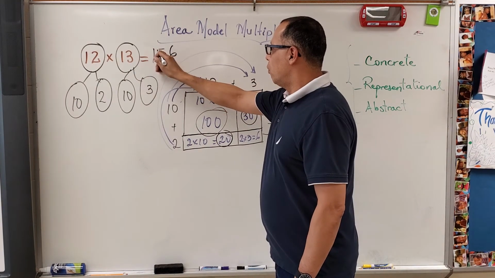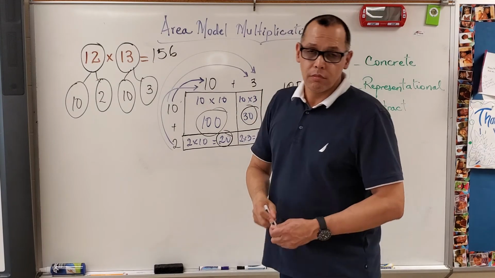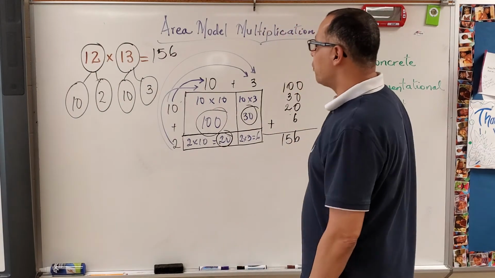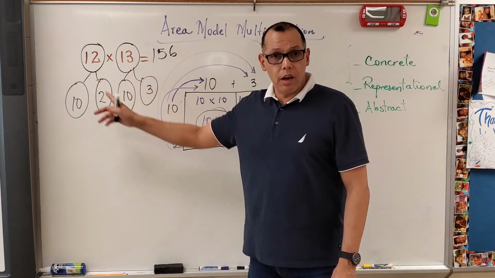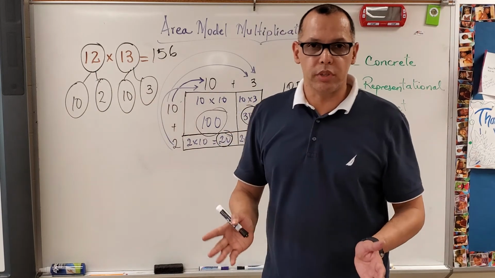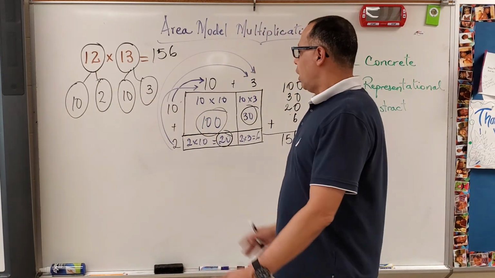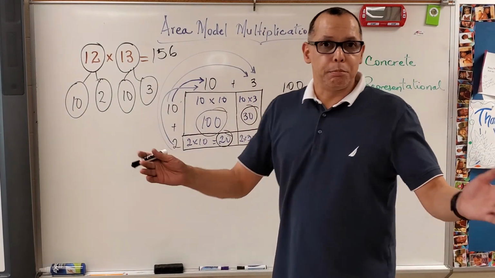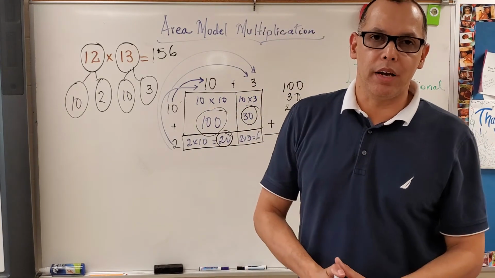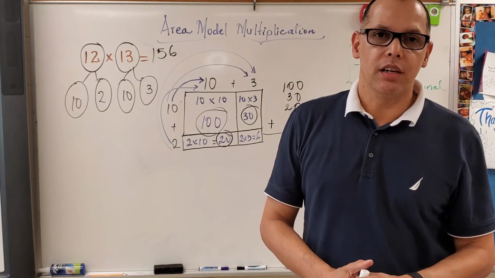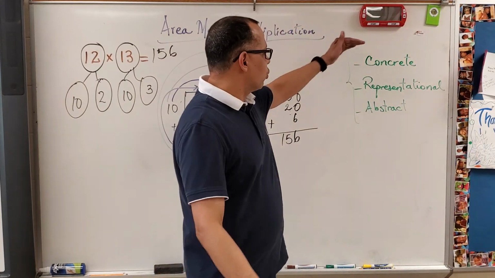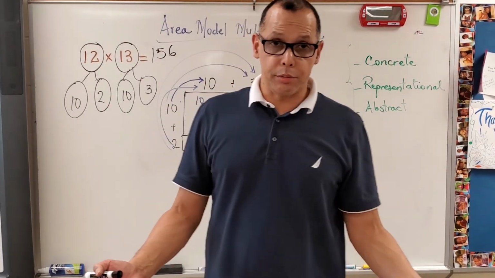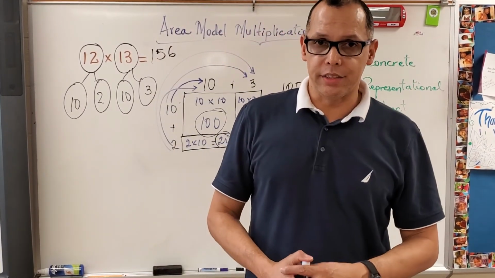156. So what strategies did we use for this? Number one, we used our concrete model using the base 10 blocks. Number two, we used our number bond to decompose the numbers into tens and ones. Then we used the area model and we got the partial products. And that's it. That's how we multiply numbers using area models and following the concrete representational abstract sequence. Today we didn't use the abstract, but that's coming up in future lessons.